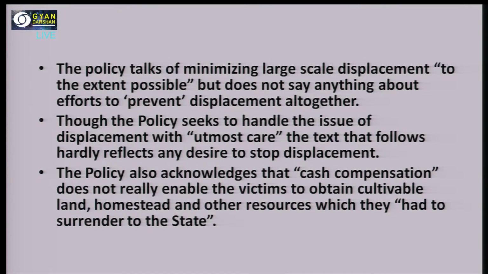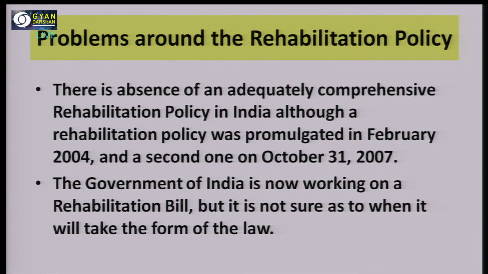Though the policy seeks to handle the issue of displacement with utmost care, the text that follows hardly reflects any desire to stop displacement. And also, the policy acknowledges that cash compensation does not really enable the victims to obtain cultivable land, homestead, and other resources which they had to surrender to the state. Now, when you talk about displacement, and we've talked about how the tribals are affected, it is important to know the problems around the rehabilitation policy.